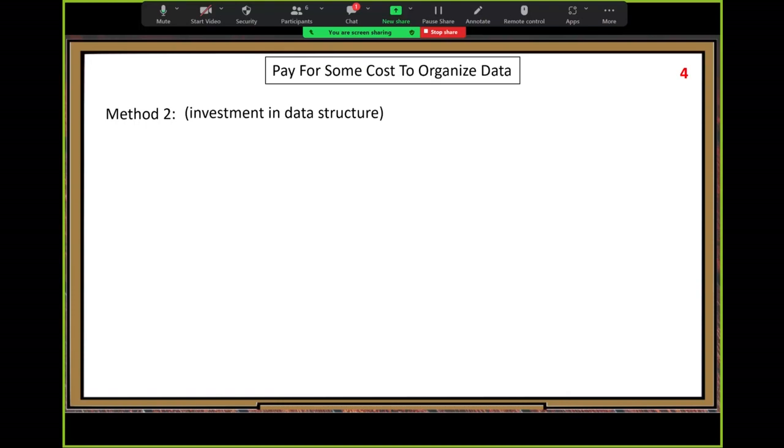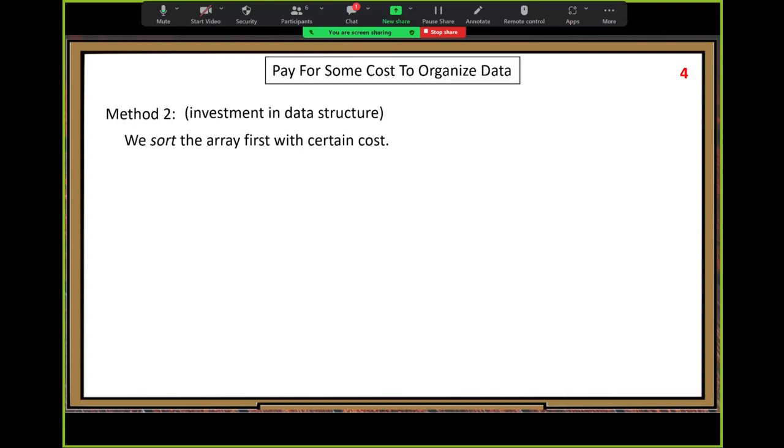So we need to apply some comparisons. We need to do some work. But that work, later, we will get payback, because the work we spend to organize the data is helpful. Later, after the data is organized, we can do much faster. So that's the idea for the second method.